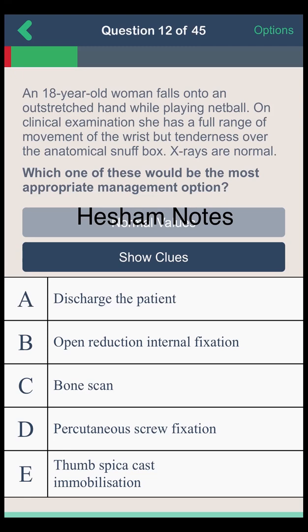You can do two things. The first thing is to put the thumb in a thumb spica cast for immobilization. Then you can do either of two investigations: a bone scan within the first 72 hours, or repeat the X-ray or CT after 2 weeks. So you manage the patient by initial immobilization with a thumb spica and a bone scan after 3 days, or repeat the X-ray after 2 weeks or CT.